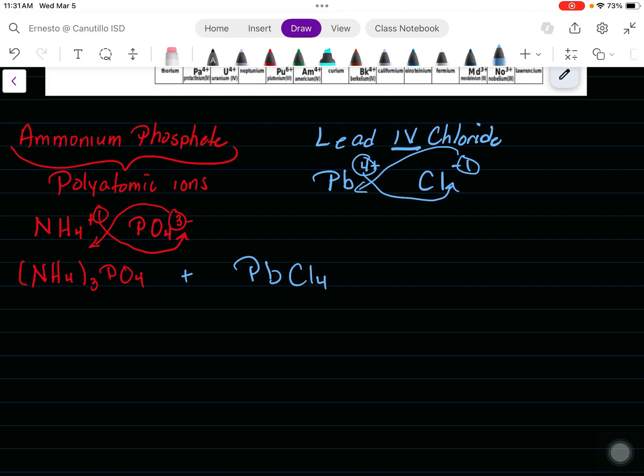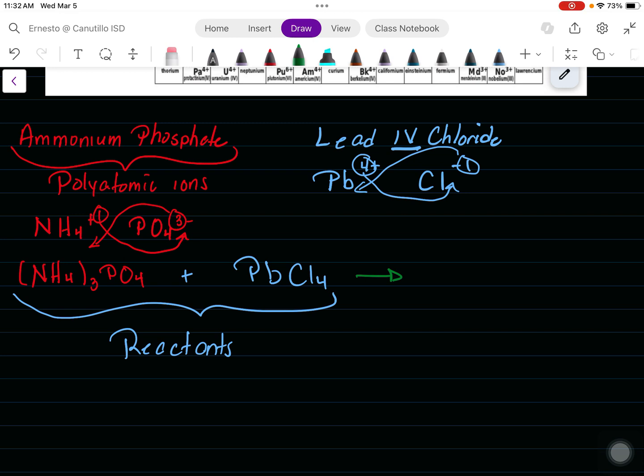Now, I've seen a couple of you guys try to balance this out. You cannot balance this, because this is only half of the reaction. You only have the reactants. In order to balance the equation, you have to write the equation, which means you need the products. You need to have the products in order to have a balanced chemical equation.